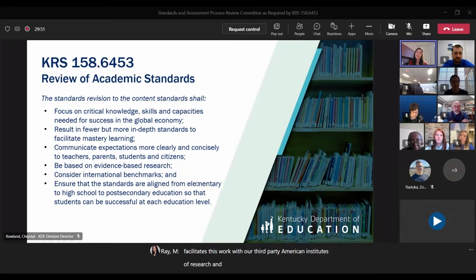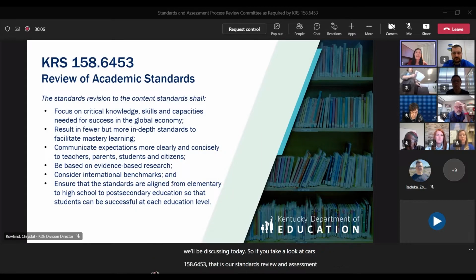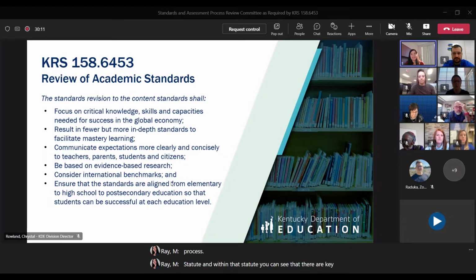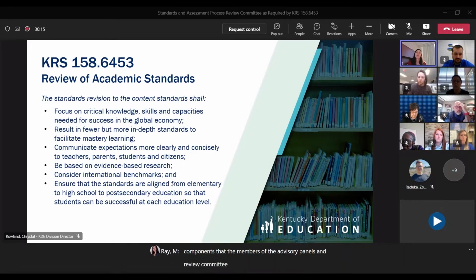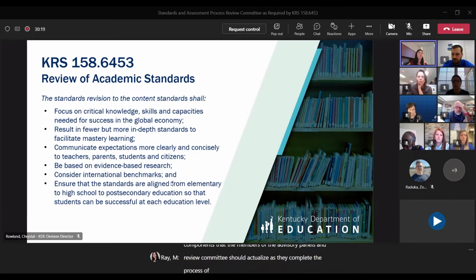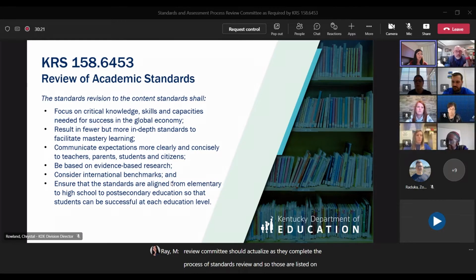And so we are going to start by taking a look at the policy components that impact the work that we'll be discussing today. So if you take a look at KRS 158.6453, that is our standards review and assessment process statute. And within that statute, you can see that there are key components that the members of the advisory panels and review committee should actualize as they complete the process of standards review. And so those are listed on this for you.